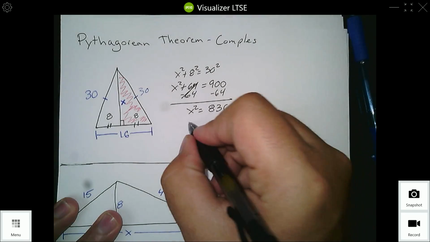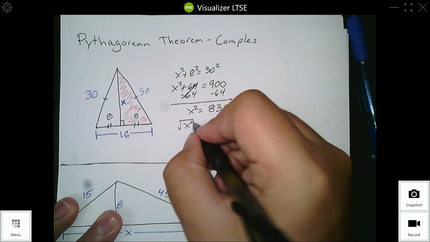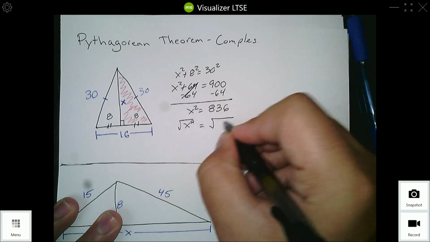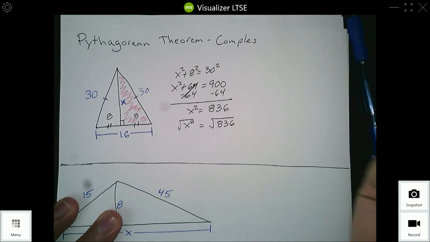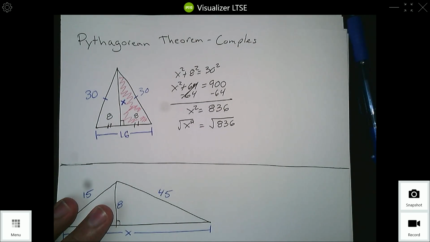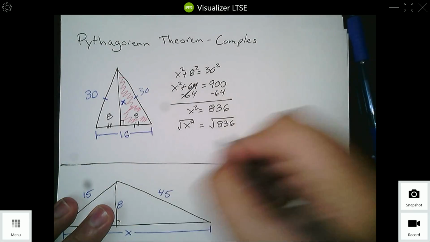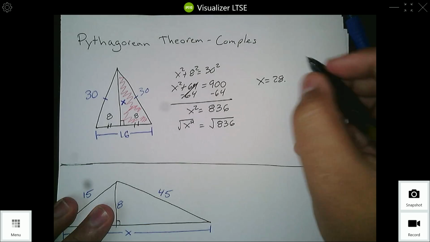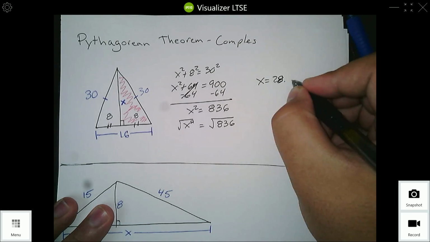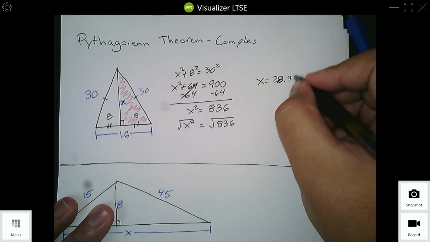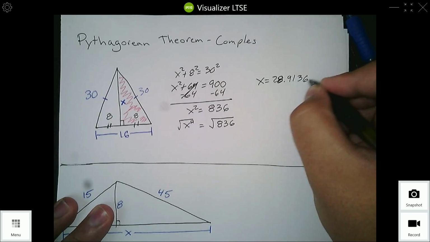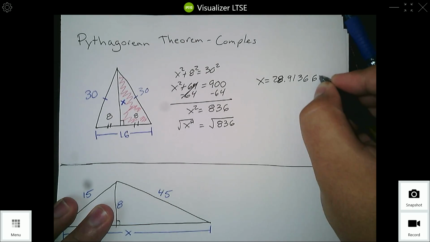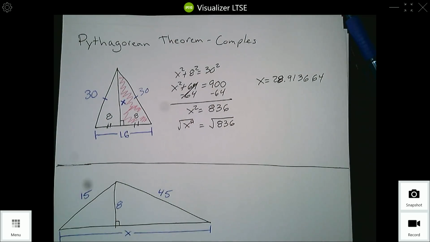Now, if we want to solve for x, we need to take the square root of both sides again. So the square root of x squared and the square root of 836. Put those in your calculator or whatever you're using. Your phone will probably work just as well. And we end up getting an x value of 28.91366.